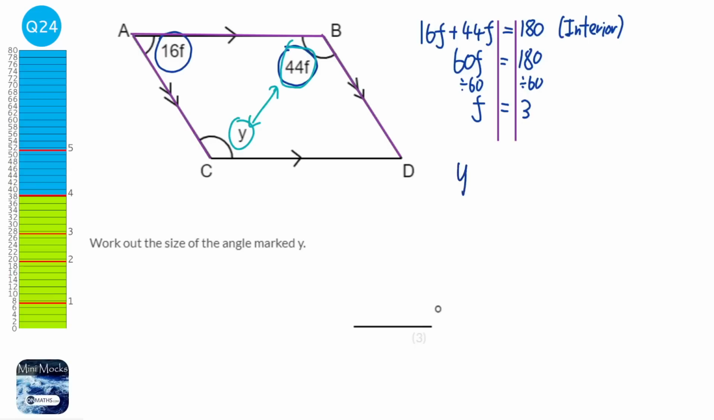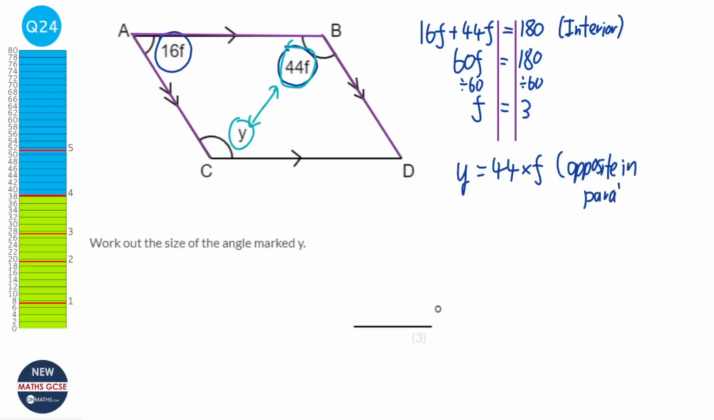So we know that y is going to equal 44 times f, and the reason being is that they are opposite. Let's start a new line here just so I've got room.